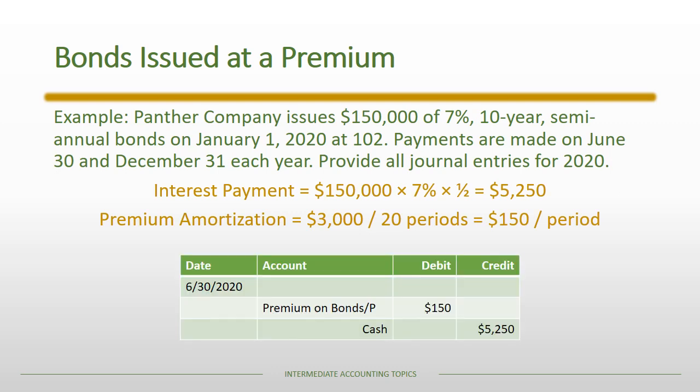And so the journal entry, to be theoretically sound, we take the cash payment, we also take the amortization of the bond premium, and from that we derive the interest expense of $5,100. We have the exact same entry on 12/31/2020. Again, the interest expense is derived from the cash payment and the amortization of the bond premium.